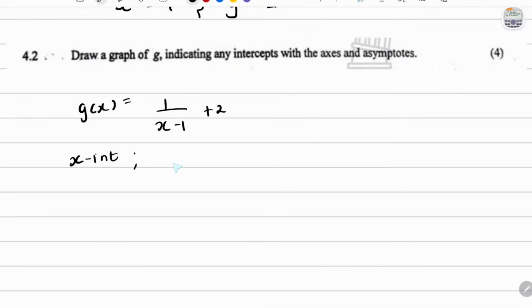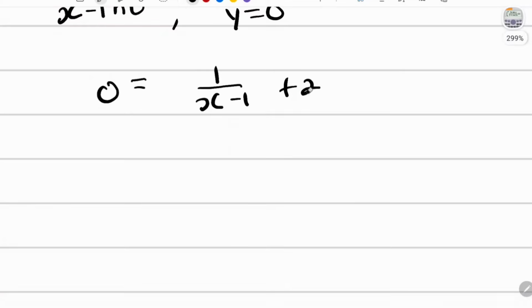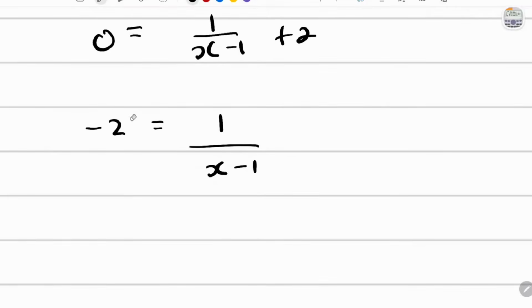To find the x-intercept, you just have to make y equal to 0. So our y is our g of x, of course. So we say 0 is equal to 1 over x minus 1 plus 2. And then to solve for this, you can go ahead and take the 2 over, and it becomes a negative 2 is equal to 1 over x minus 1. So you have a number, fraction, and an equal to sign. Just turn the number into a fraction by putting it over 1, and then cross multiply.